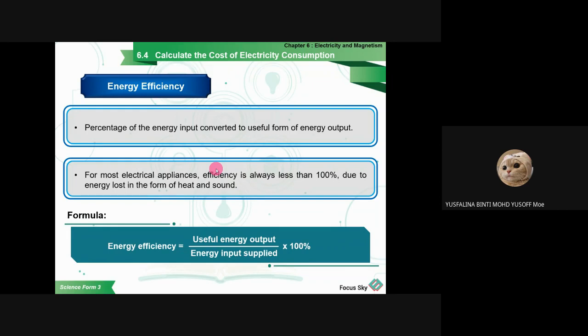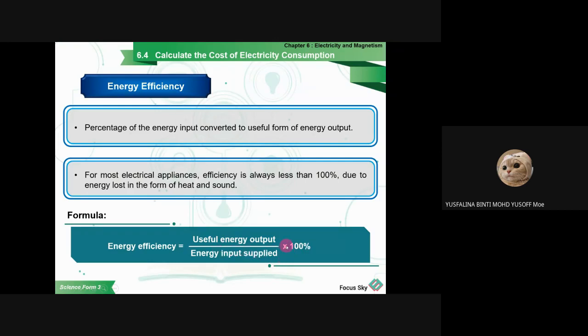For the energy efficiency of electrical appliances, usually we use energy. What's the unit for energy? The unit of energy must be in joule. So energy efficiency equals the useful energy output divided by the energy input supplied, times 100.